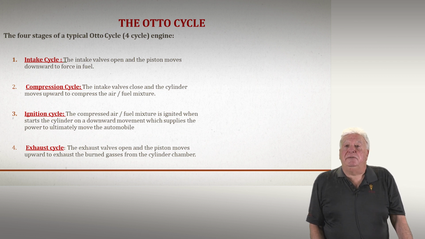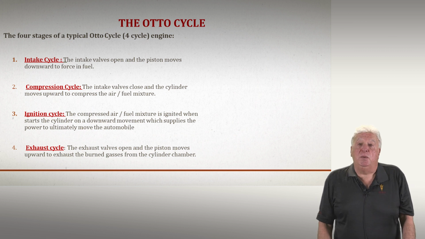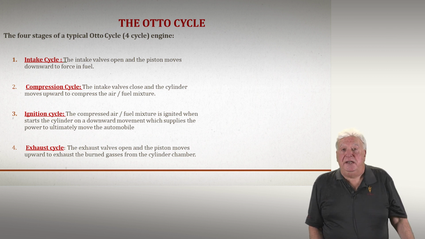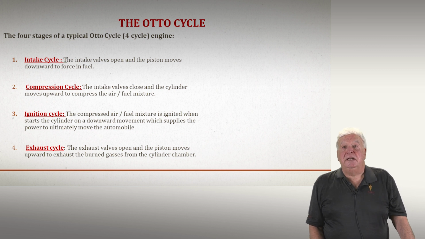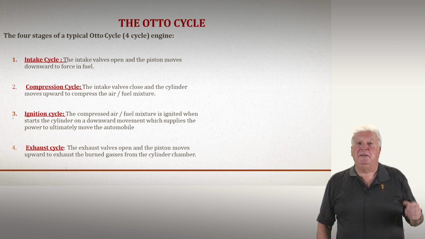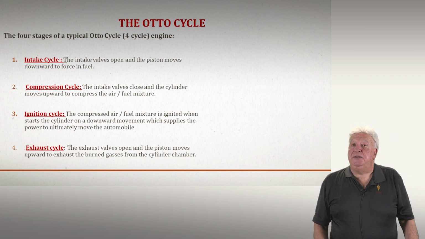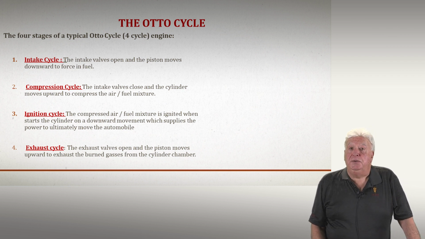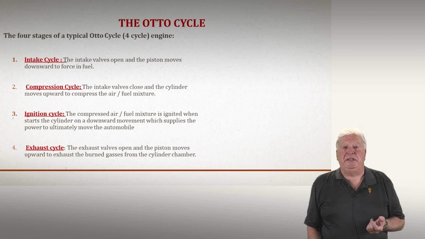The first step in this direction was taken by a German inventor named Nicholas Otto when he invented the Otto cycle in 1876. This cycle involves 4 stages. The first cycle, the intake cycle: the intake valves open and the piston moves downward to force in the fuel. The second cycle, the compression cycle: the intake valves close and the cylinder moves upward to compress the air-fuel mixture.